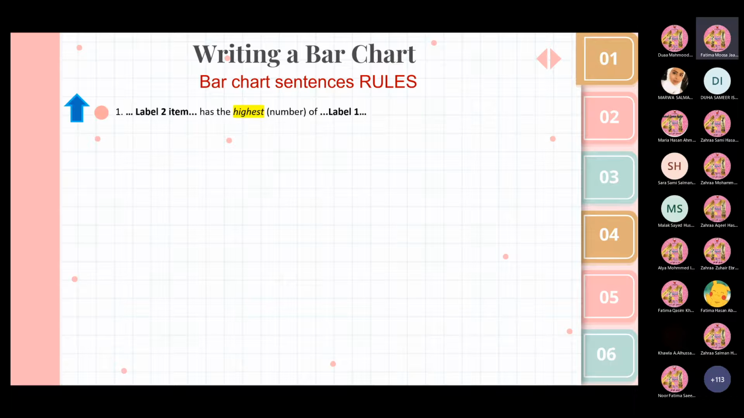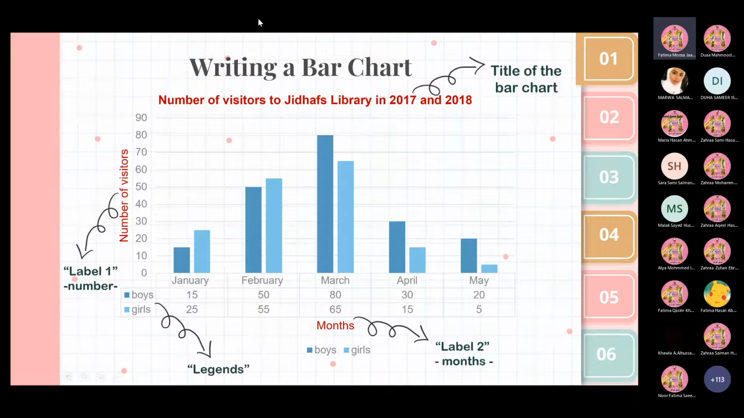So the first sentence: look at the arrow, it is going up. So we will write the highest number. The sentence will be: label 2 items has the highest number of label 1. Label 2 here is the month and label 1 is the visitors. So we will choose the highest number of visitors, in which month? In March, and we will write the sentence.